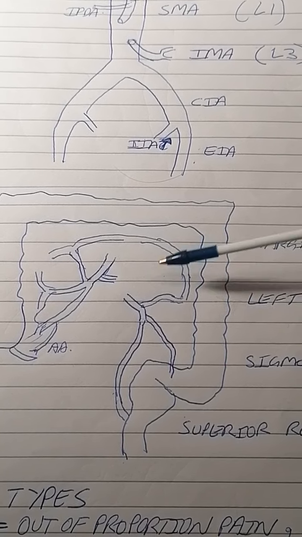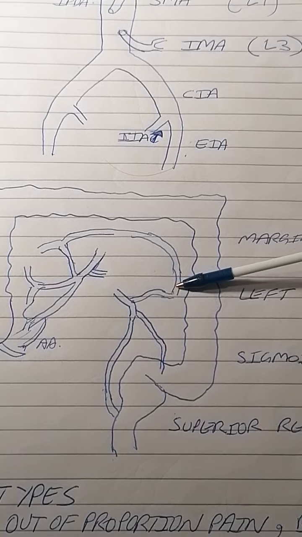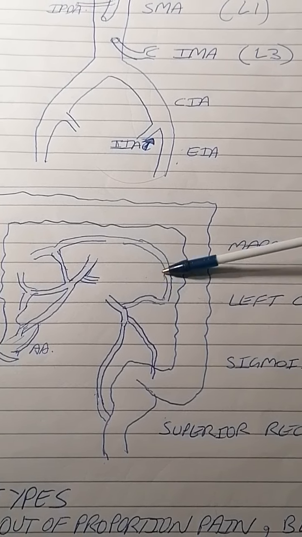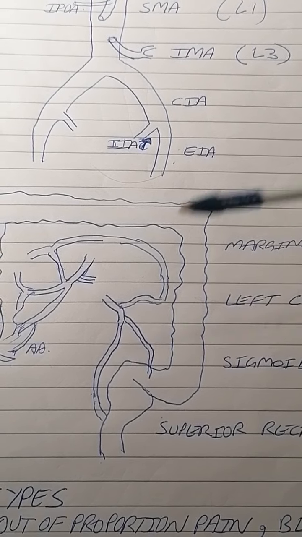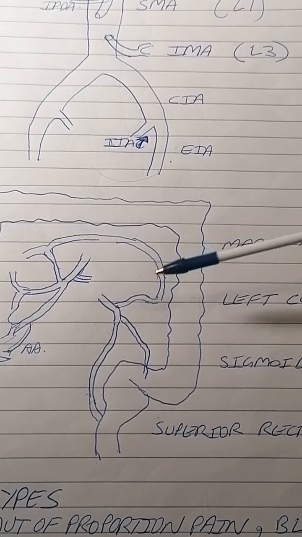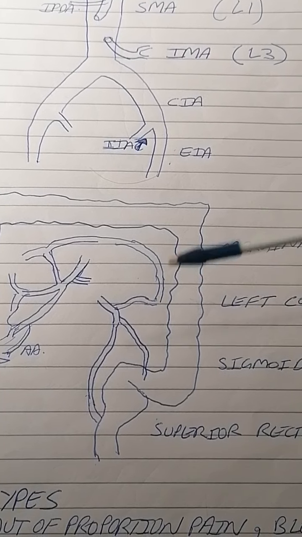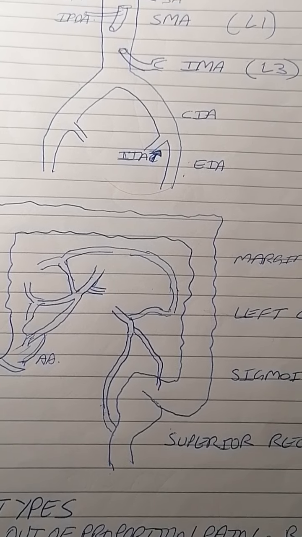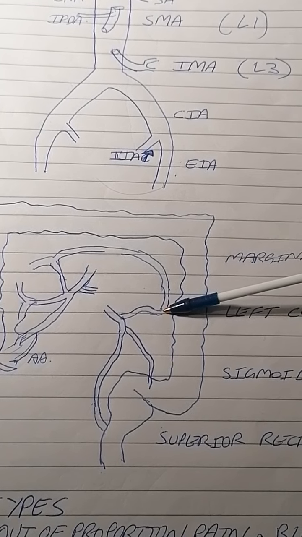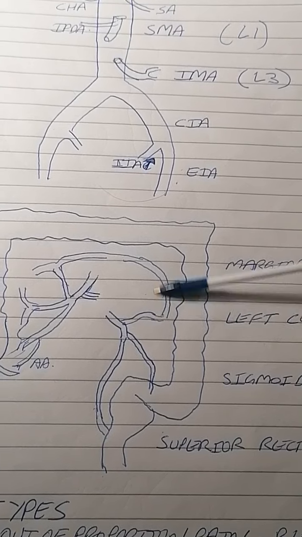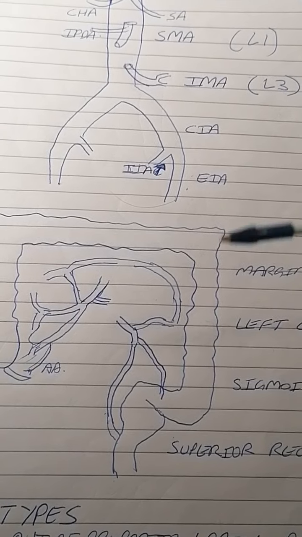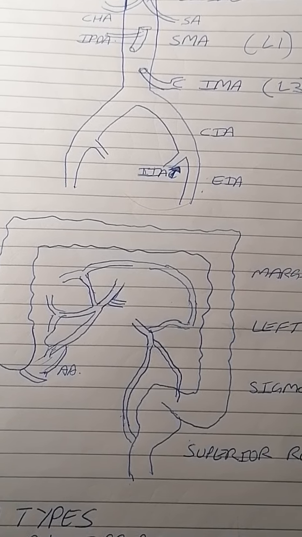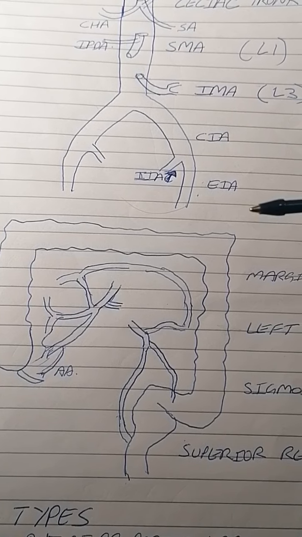But here the main clinical manifestation would be acidosis, because as we know, less flow will cause ischemia, and that ischemia would lead to anaerobic respiration, and anaerobic respiration and less oxygen would lead to an acidosis state. So these patients can have pain in 60%, but the 40% of patients who don't have pain would complain of abdominal distension.